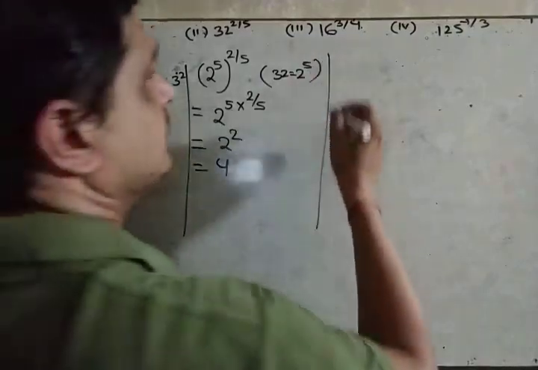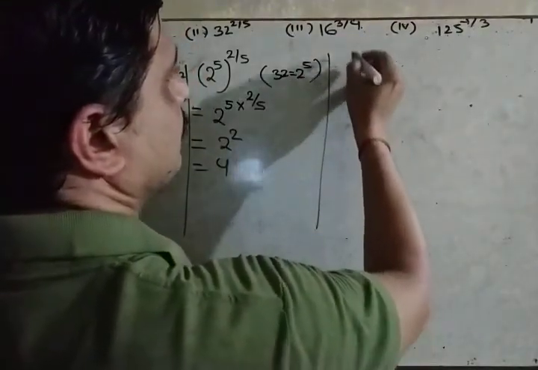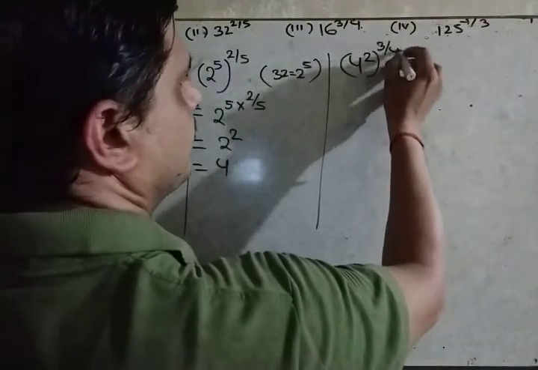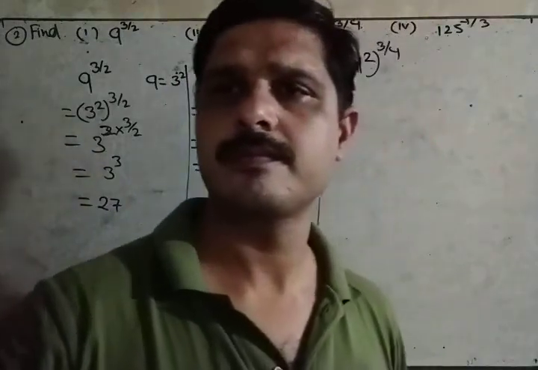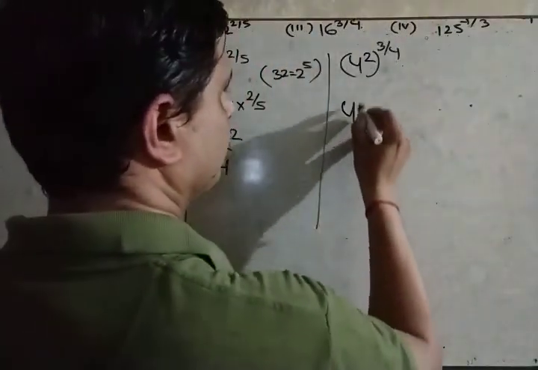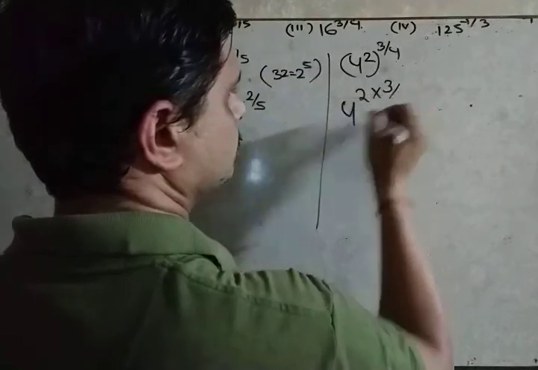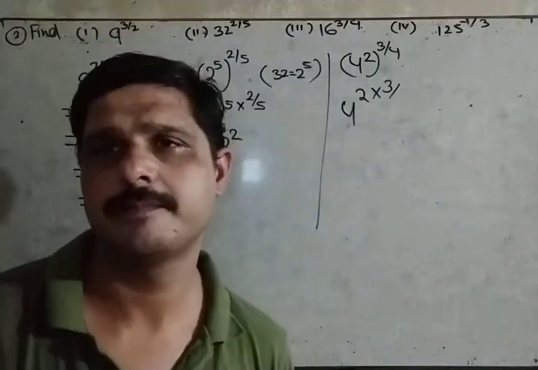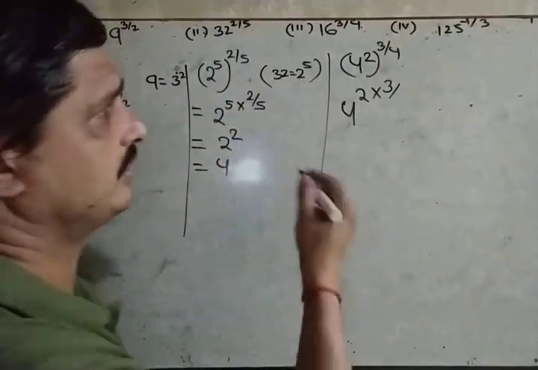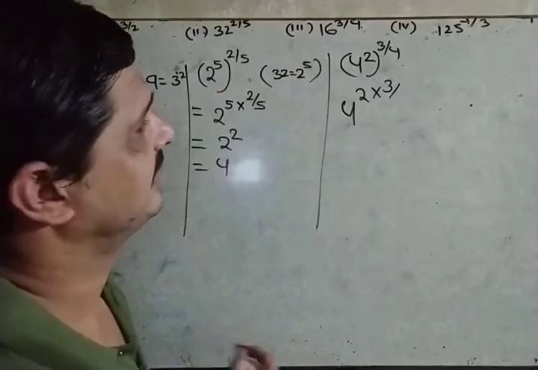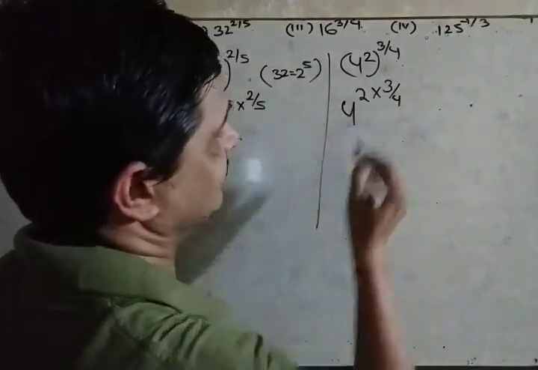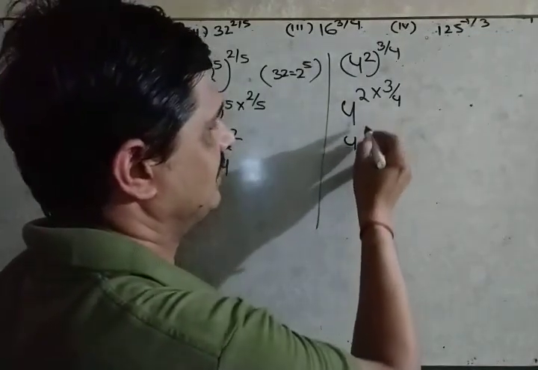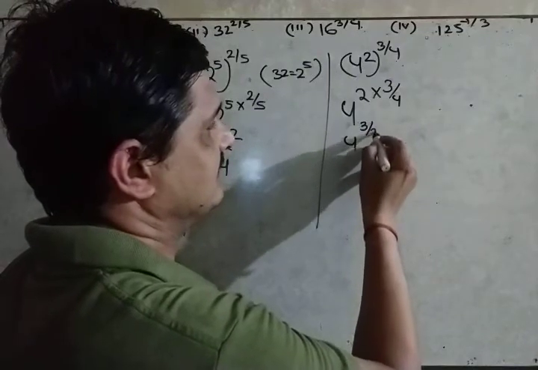Now this 16 can be written as 4 raised to the power 2. 16 can be written as 4 raised to the power 2. Then what is the problem? It is 2. Now you can cut, but when you cut this again it will be like this.